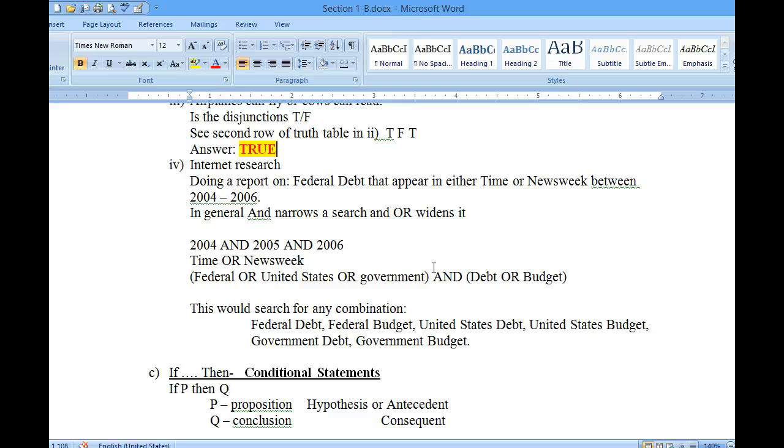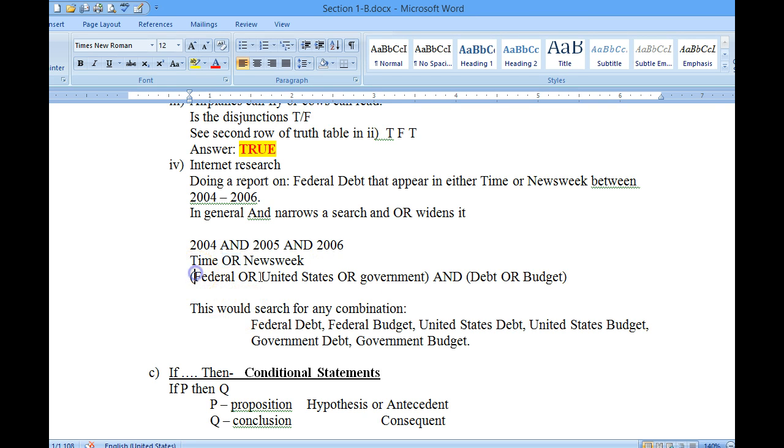Okay, the fourth example, internet research. Doing a report on the federal debt that appeared in either the Time or Newsweek between 2004 and 2006. So in general, an and will narrow your search and an or will widen the search, and you need caps. So if I want something between 2004 and 2006, I'm going to do 2004 and 2005 and 2006, a conjunction. Now I want either Time or Newsweek. So my conjunction of or.